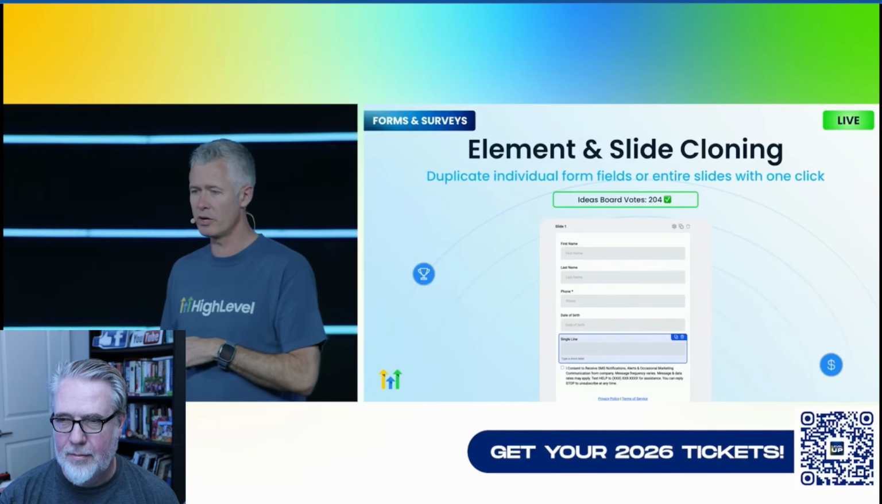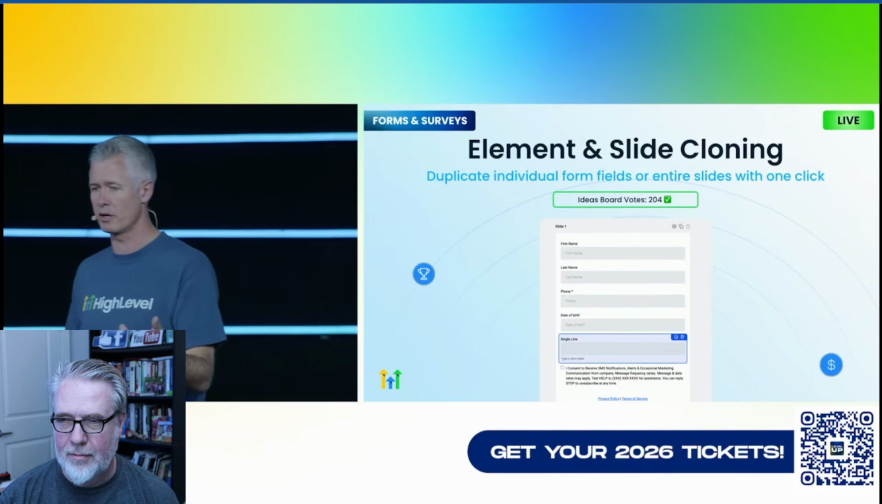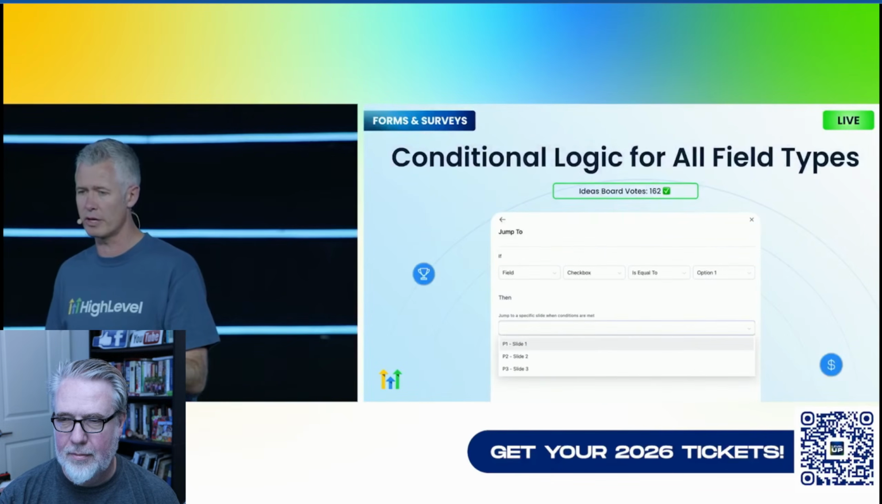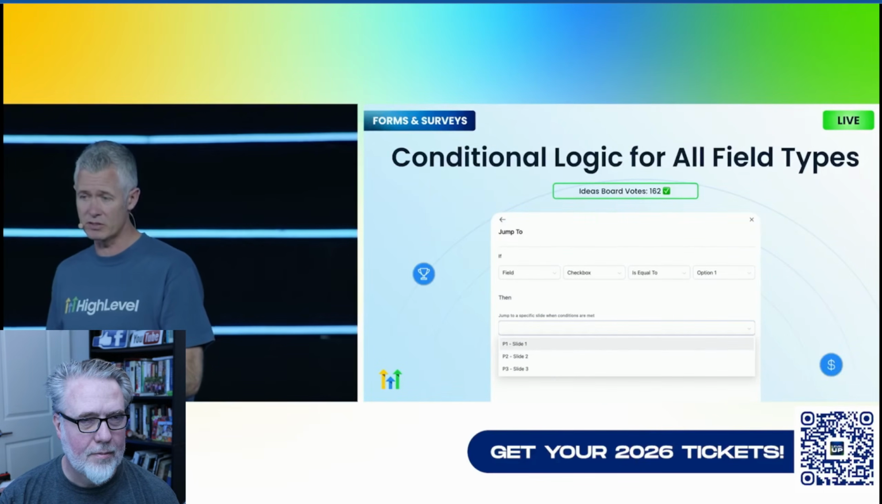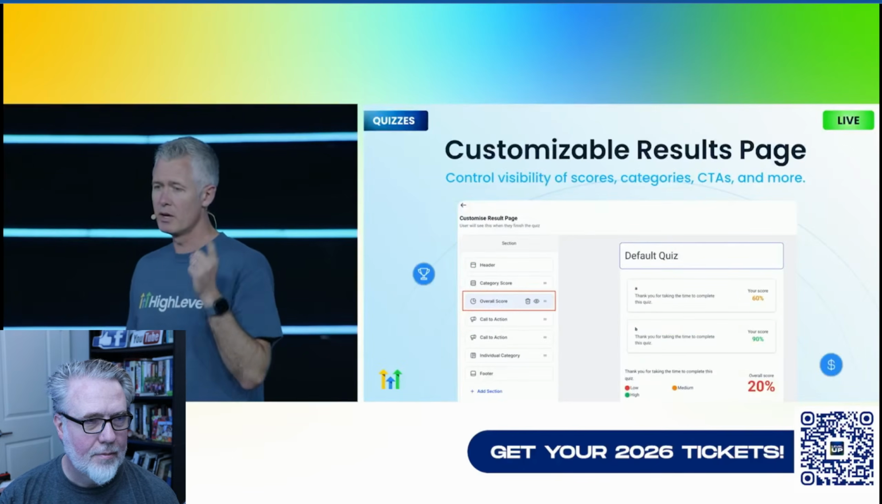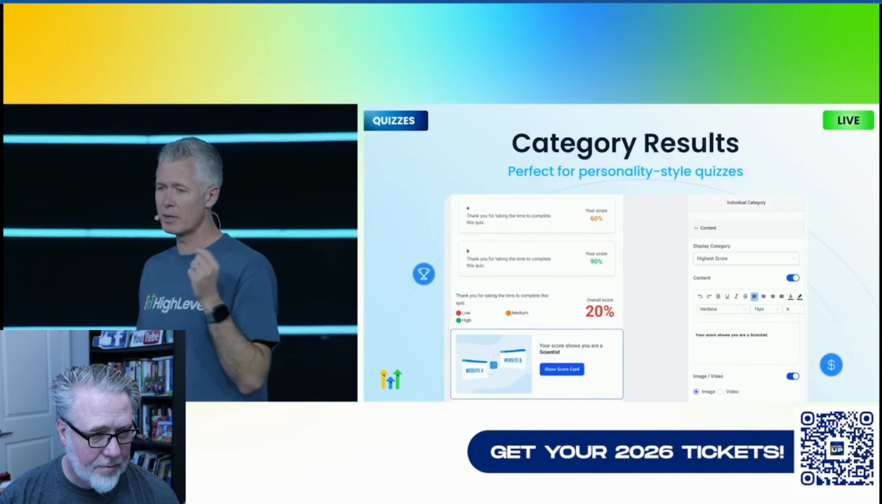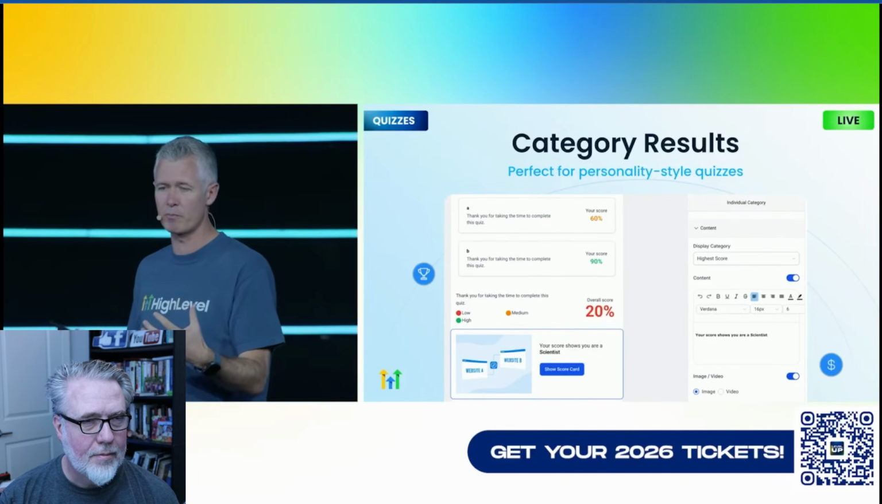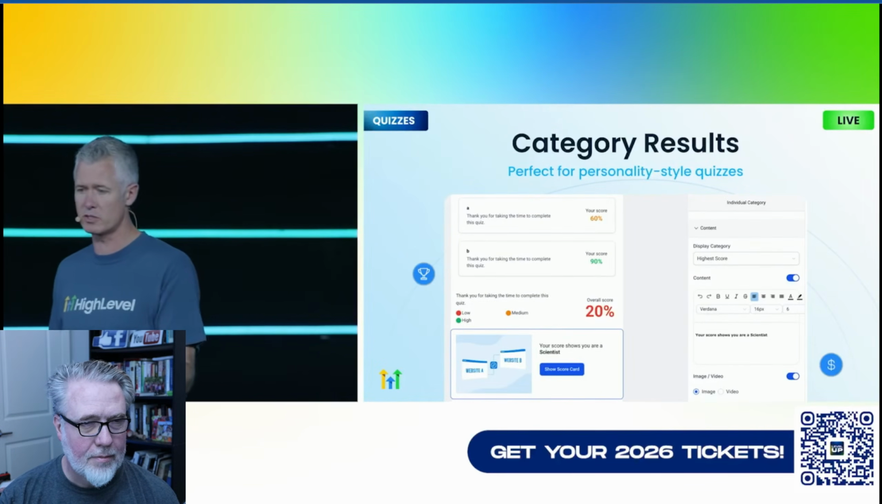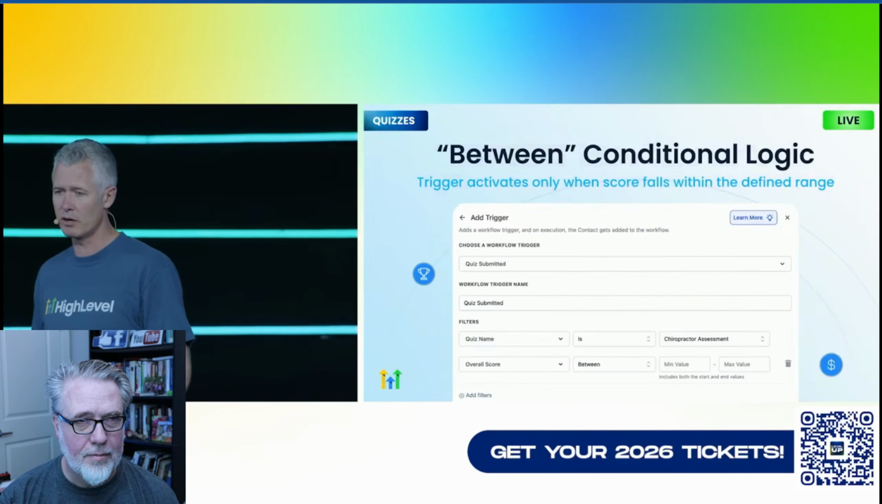Element and slide cloning, so just basically really quick duplication of the form fields and slides in one click. Conditional logic for all the field types, which is really cool. Quizzes. Customizable results pages, which is awesome. Category results, so think of really great for personality style quizzes, right? So this is really a neat thing.